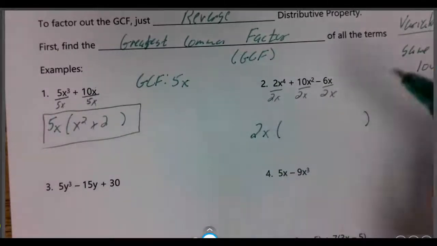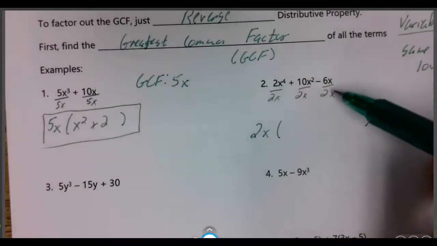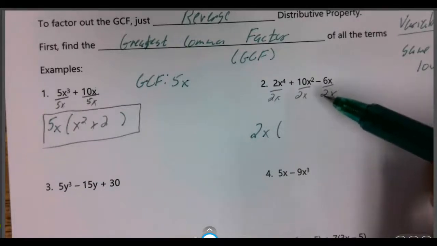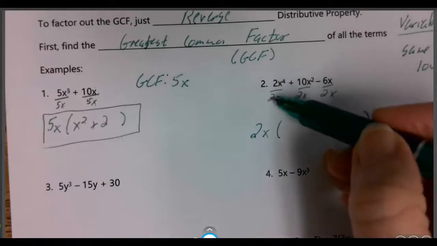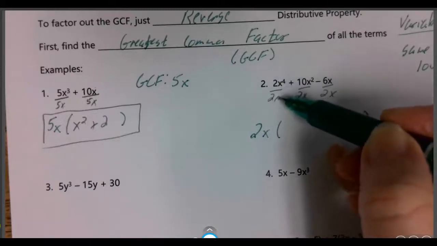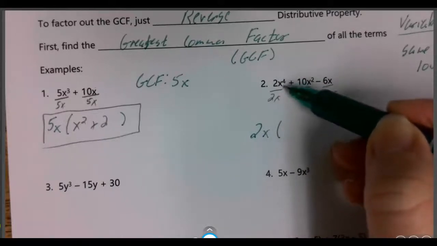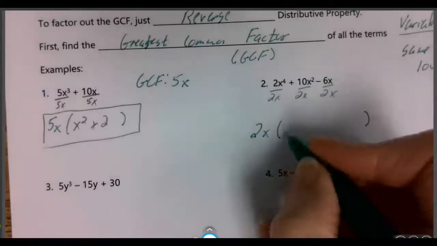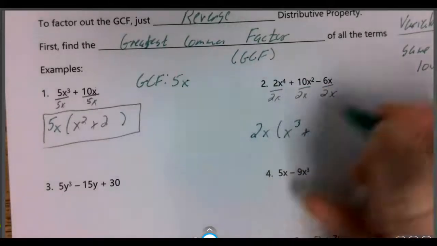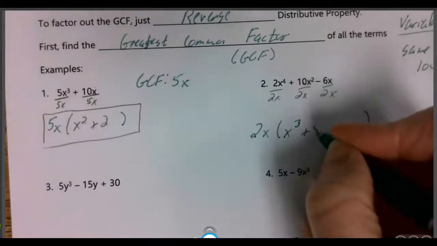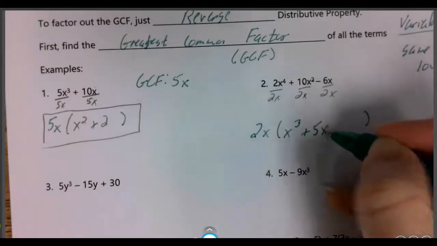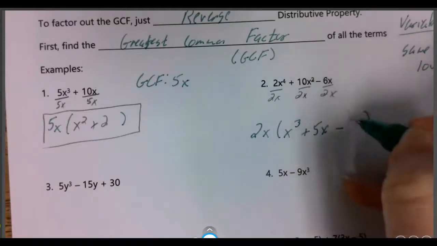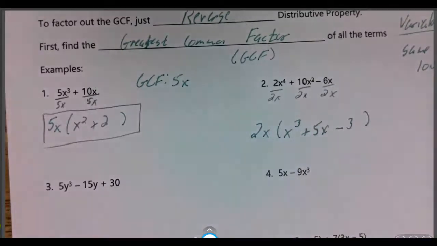Now, what I am doing right here, you will eventually probably not do that, but for now it just makes it easier to see. And you can always do it, not a problem. 2 divided by 2 is 1. x to the 4th divided by x. Remember, when I divide, I subtract my exponents. 4 minus 1 is 3. 10 divided by 2 is 5. x squared divided by x. When I divide, I subtract exponents. 6 divided by 2 is 3. The x's cancel. Done. Okay?